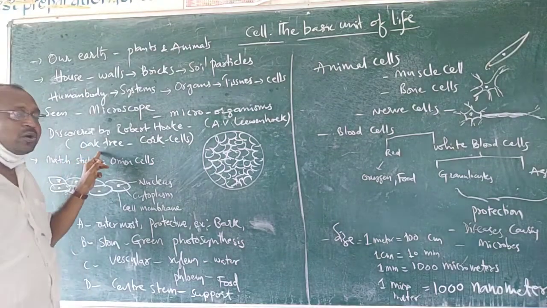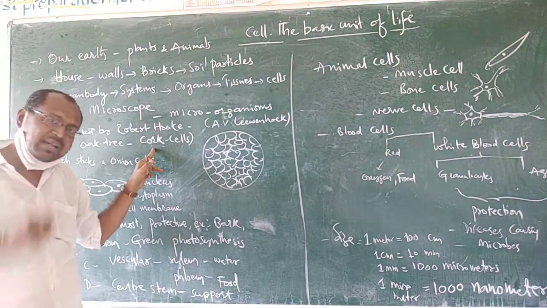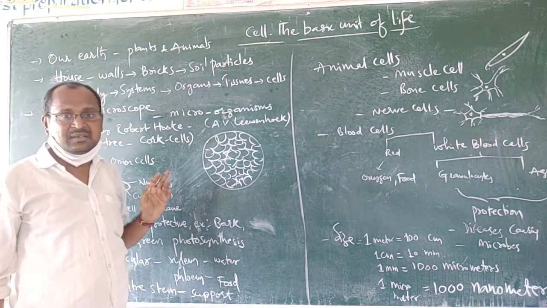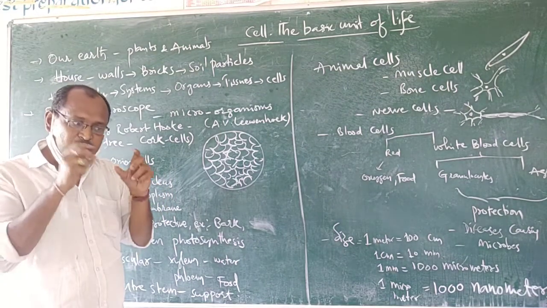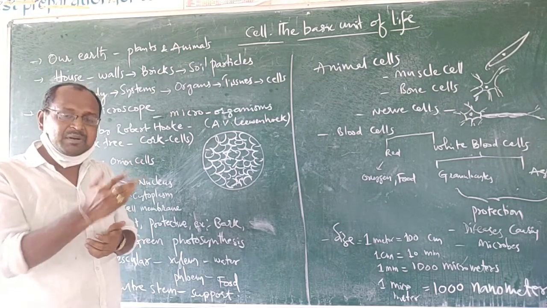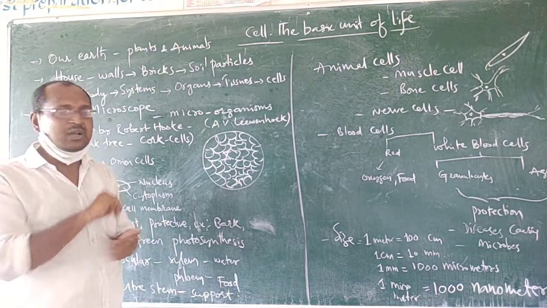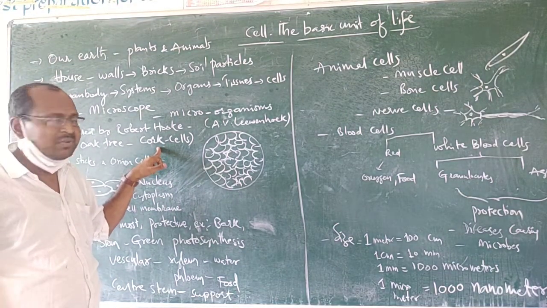Robert Hooke discovered the microscope, and he observed an oak tree, in which he observed the cork cells. How did the cork cells look? You see small tiny room-like structures. When he first observed them, he was surprised. What are these gaps, these room-like structures? So he named these small gaps cells. In Greek, cell means a small room.